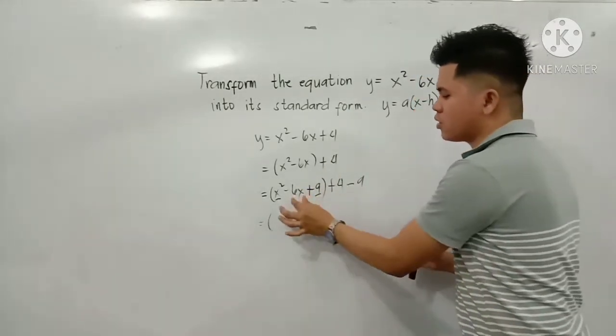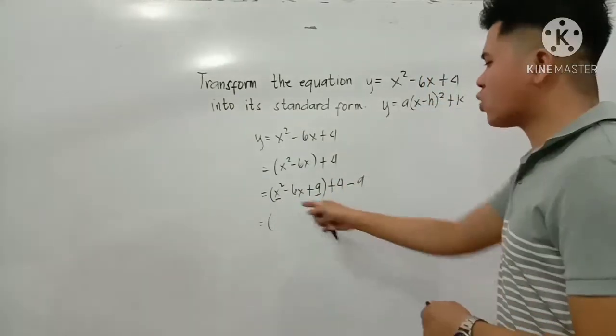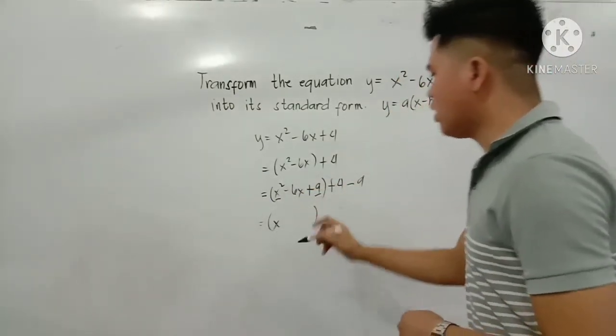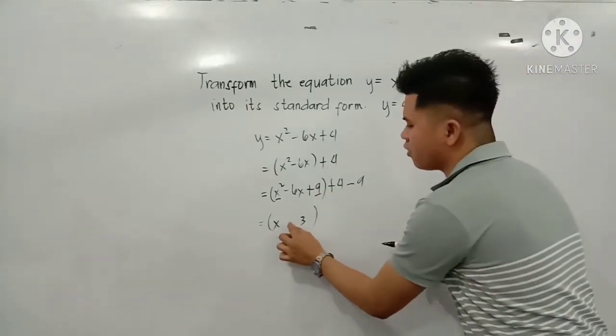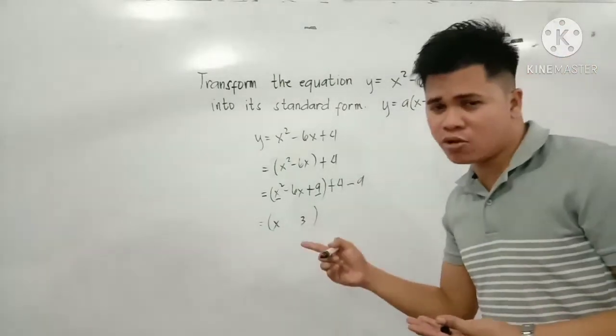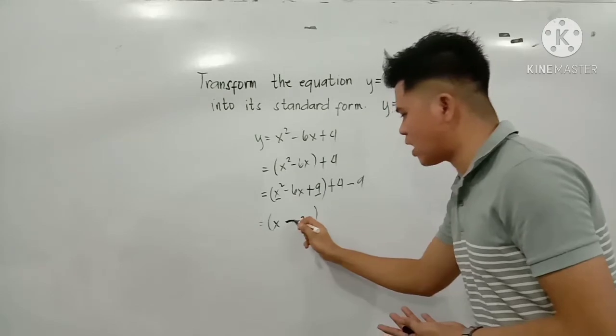Again, do not include the middle term. Just the first and the last term. So the square root of x squared is simply x. Then the square root of our 9 is simply 3. Then the sign here is the sign of our middle term. And this is our middle term, the sign is negative. So therefore the sign here is negative.